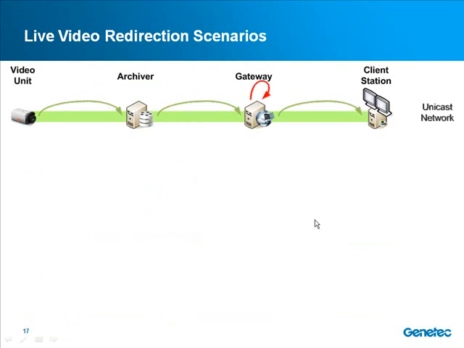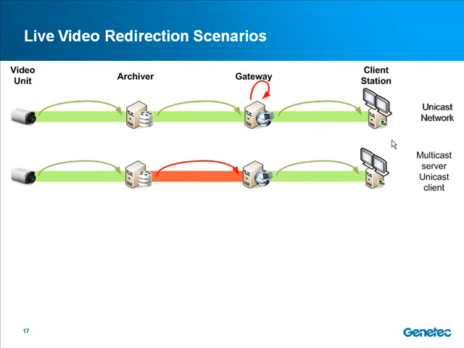Now in this next scenario we have all unicast connections. We can see that the gateway will use a local multicast loop to redirect the stream more than once. After that we have the scenario where we have a unicast connection between the units and the archiver, multicast between the archiver and the gateway, and unicast again between the gateway and the client stations. The video must be redirected at both the archiver and the gateway in this case.